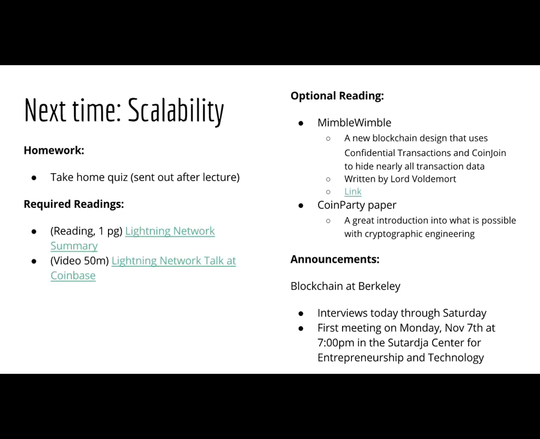Okay, so next time we'll be talking about scalability. Our homework's just an easy take-home quiz. The readings, there's a 50-minute video on the Lightning Network. That's what we really want to focus on because it's a really cool protocol that's going to basically make Bitcoin feasible and decentralized tech feasible for our future. There's some optional reading, like Mimblewimble, which was a new blockchain design written by Voldemort.